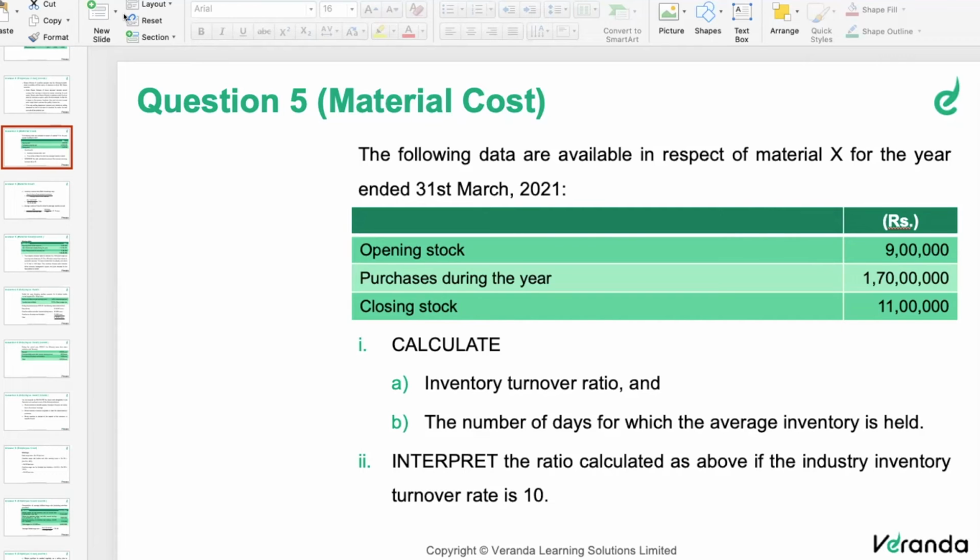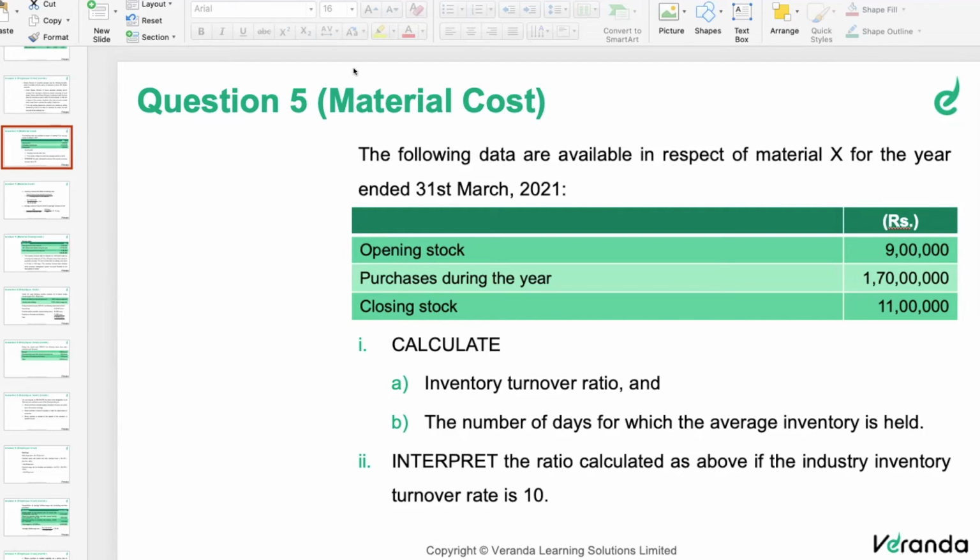For the first requirement, inventory turnover ratio. Second one, number of days for which average inventory is held. Third one, we have to interpret the results based on the ratio. If the industry's average inventory turnover ratio is 10, you have to do the interpretation, nothing but comment you have to pass. Now we'll go one by one. Opening stock is there, purchase is there, closing stock is there. Based on that, we have to compute inventory turnover ratio.